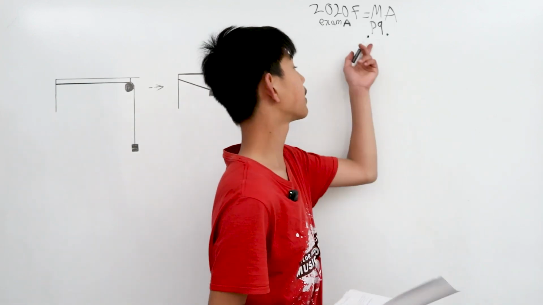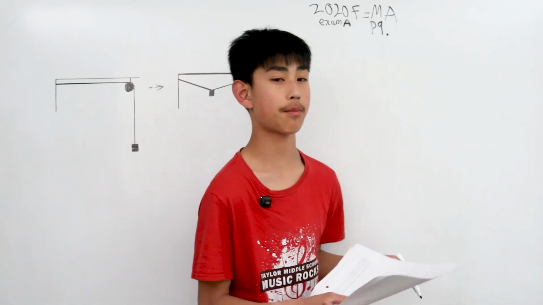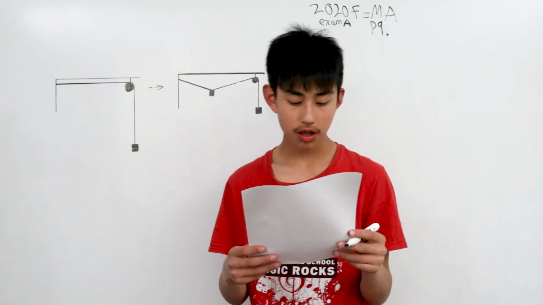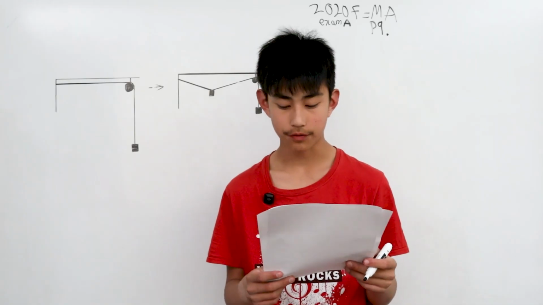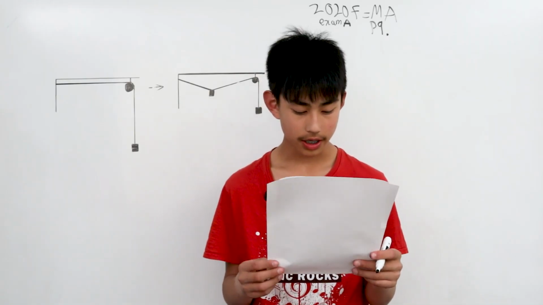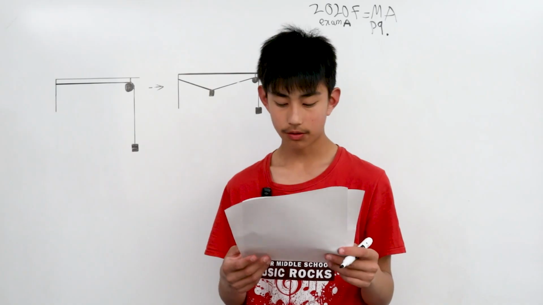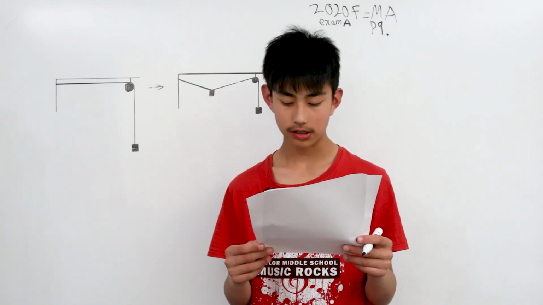We're solving problem 9 from the 2020 F equals MA exam A. A block of mass M is attached to a massless string. The string is passed over a massless pulley and the end of the string is fixed in place. The horizontal part of the string has length L.